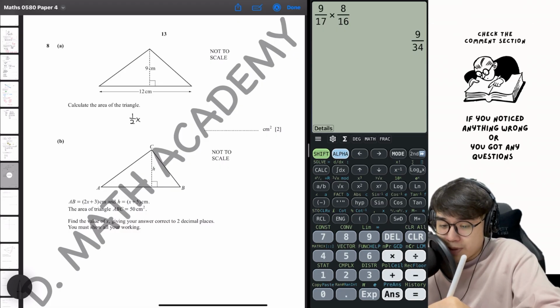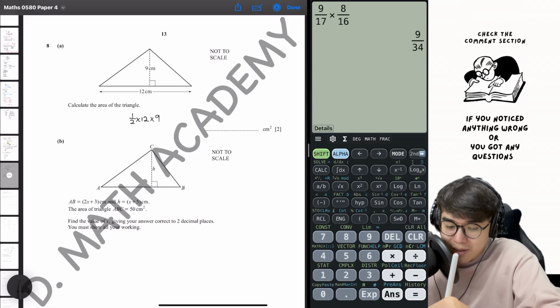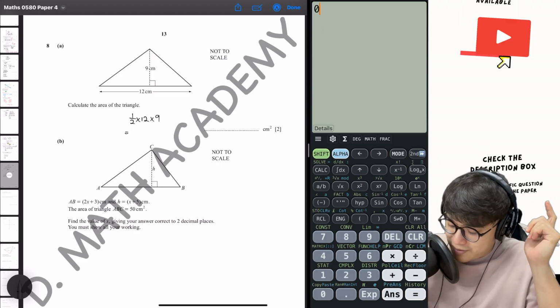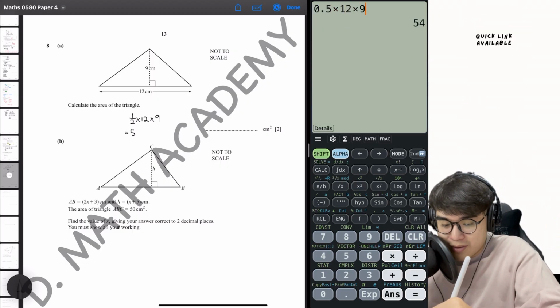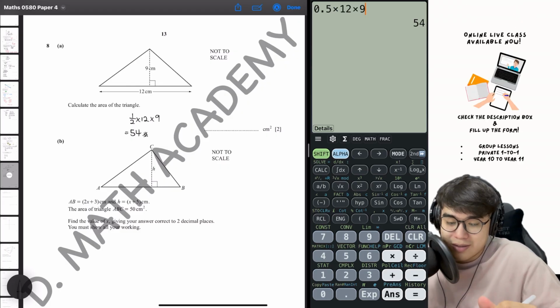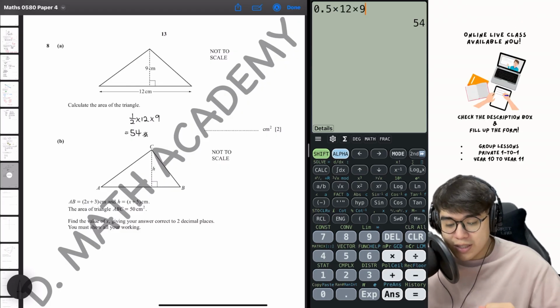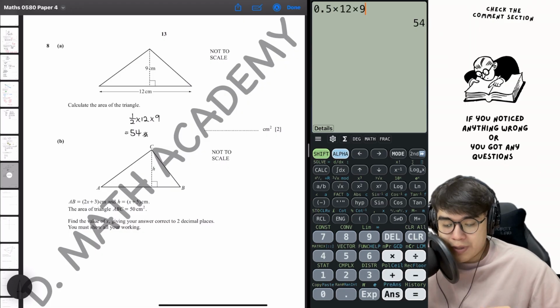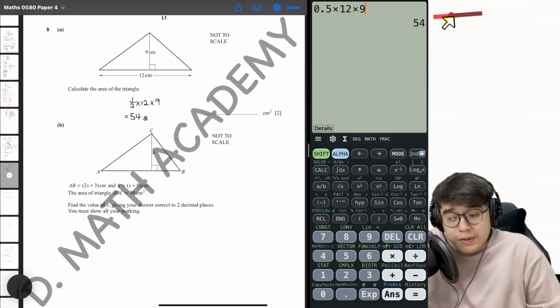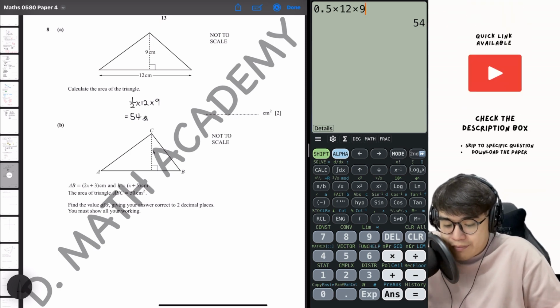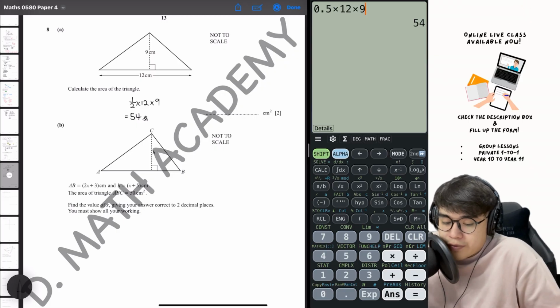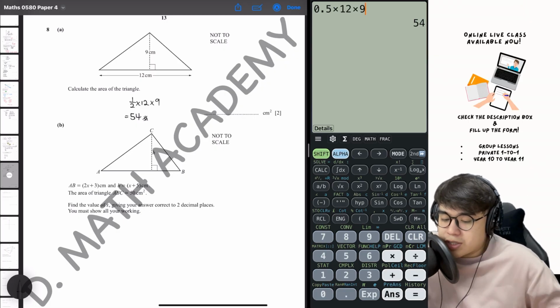Okay, this paper is getting weird. There's a question that is hard and there's a question that's extremely straightforward, to the extent that I couldn't justify why they are here. Section B, they said that AB is 2x plus 3, H is x plus 5, and the area of the triangle is 50 centimeters square.